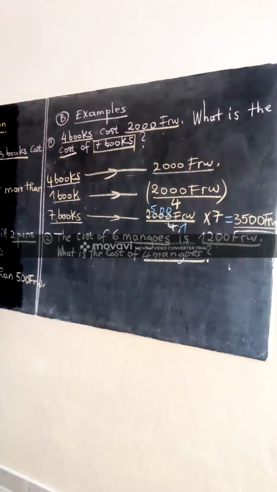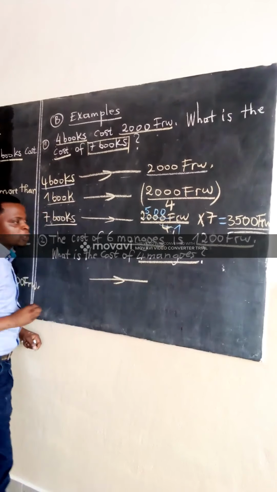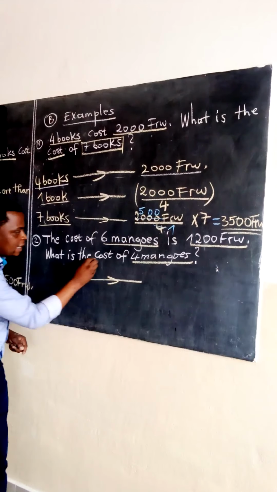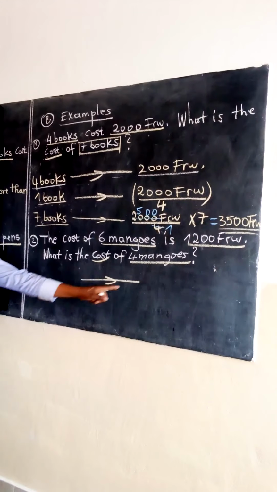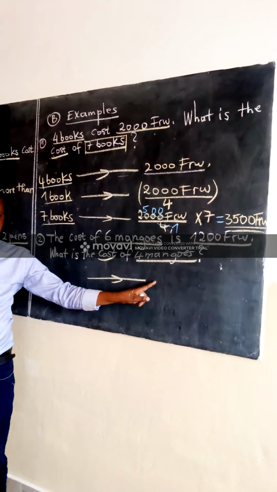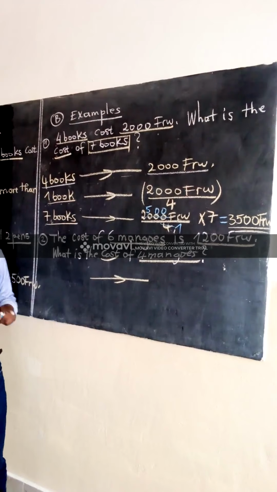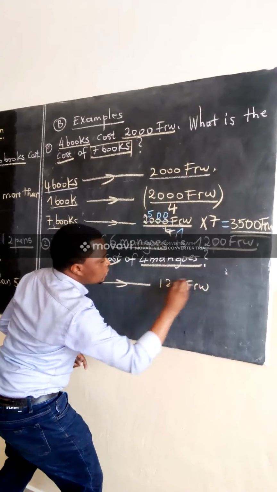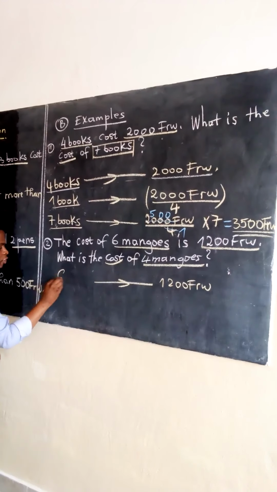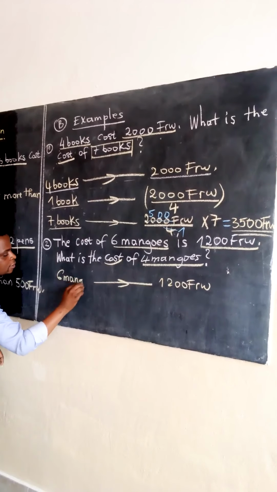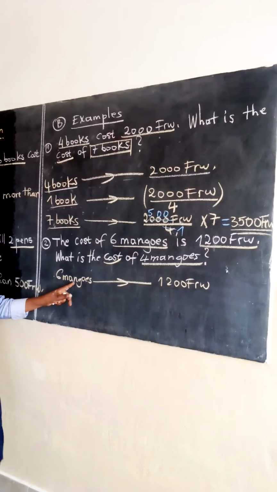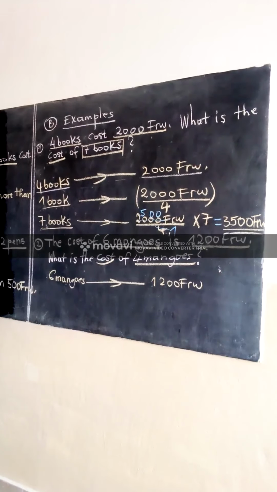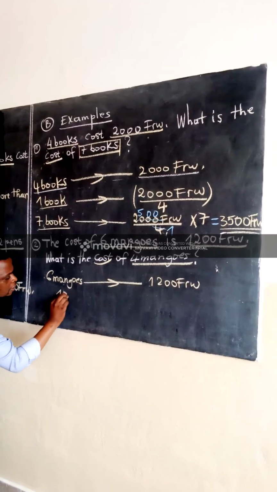Now let's start our steps. First of all, I have to see what is the required quantity. They are asking the cost. Remember that what they are asking is written on the right hand side. This will start here with 1,200 francs, and 6 mangoes will come here. 6 mangoes cost 1,200 francs.